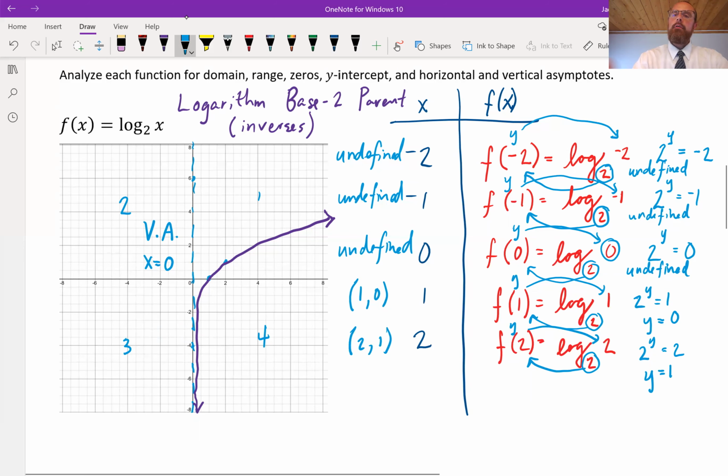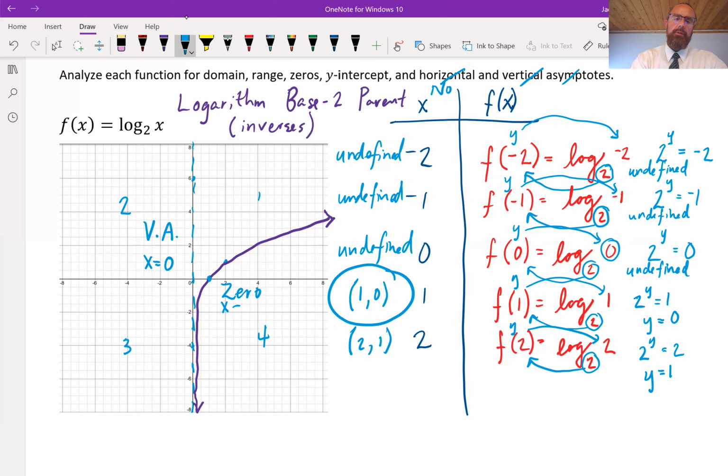Does this have a horizontal asymptote? Good. No, it doesn't. So there is no horizontal asymptote for this graph, which tells me I should be on the lookout for a 0. In fact, we saw a 0 already. So that's that point 1, 0. And remember, another name for a 0 is the x-intercept.